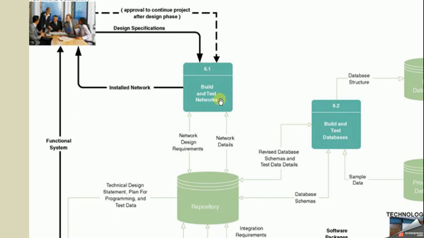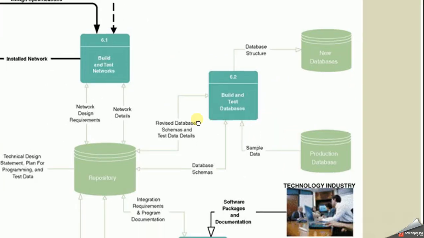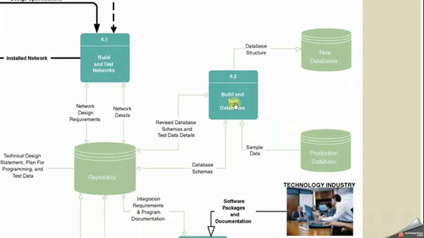So build and test network, mostly nowadays whenever we develop a new system, the network is already available, but if some enhancements are required, they will be made before doing anything else. This is mostly the first step in the construction phase. The second step, build and test database.